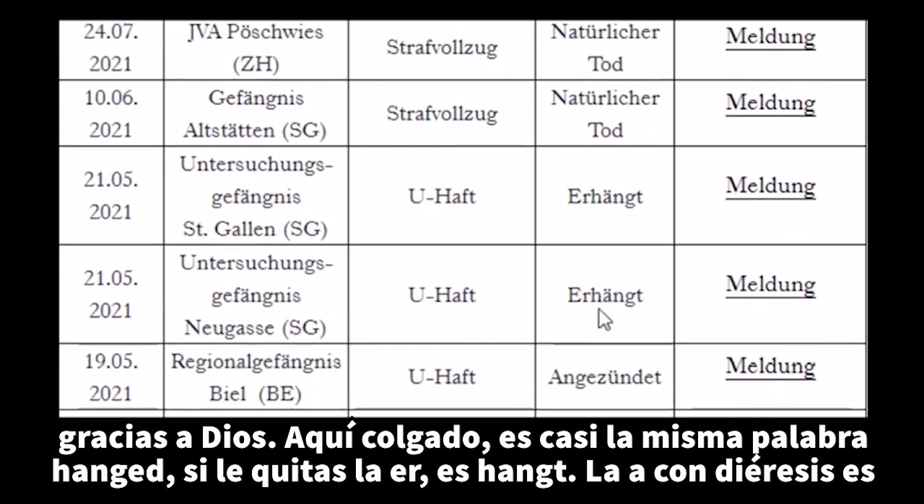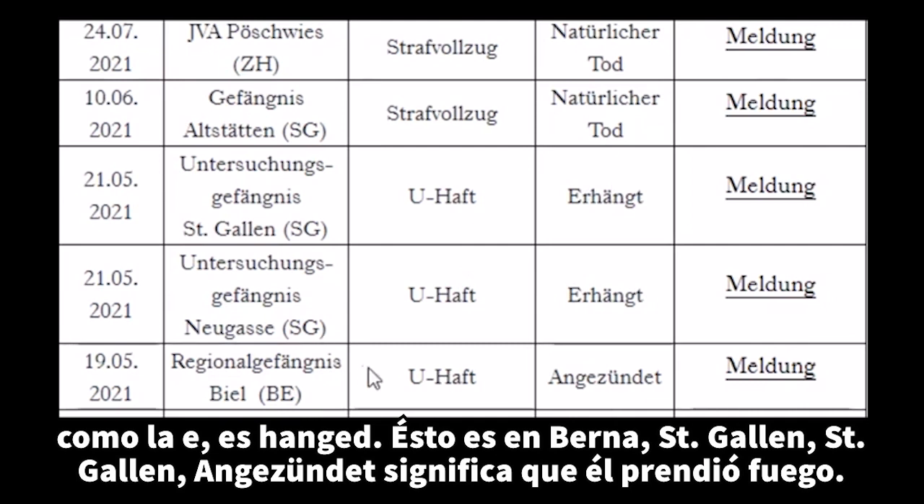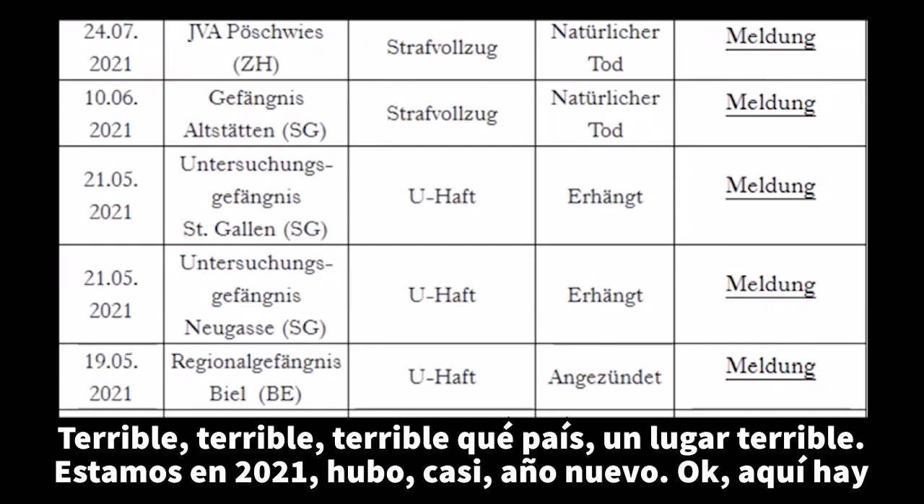Here, hanged. It's almost the same word, you know, hanged. The A umlaut, it's like an E, it's hanged. This is in Bern, St. Gallen. Angezündet, it means he made a fire. Terrible, terrible, terrible. What a country.